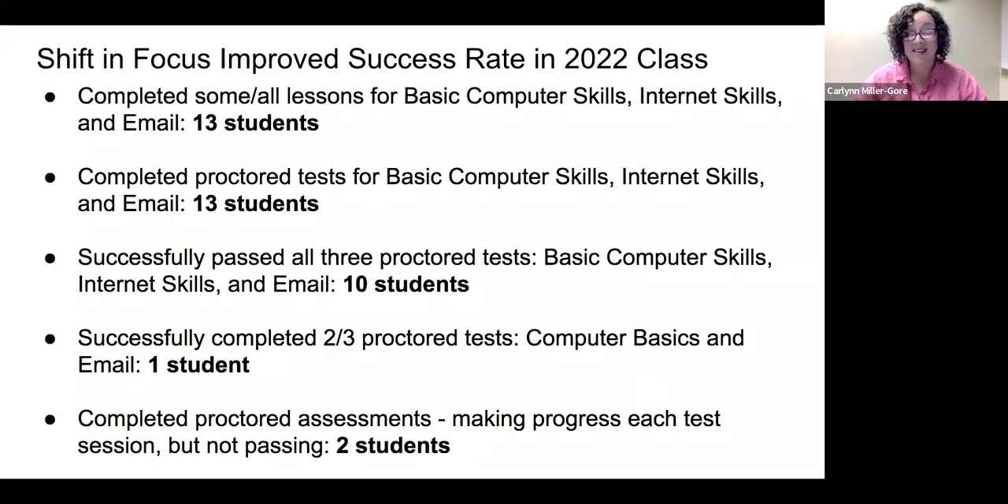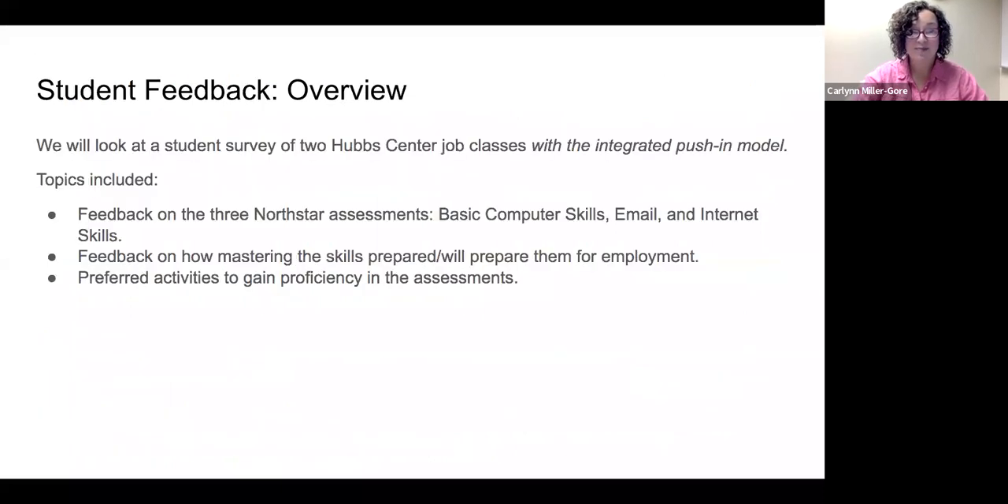Once adding that new model, working with Danny, 13 students completed some or all lessons. 13 students completed proctored tests for all 3 of the assessments we worked on. 10 of them passed all 3 in proctored assessments and earned certificates they could then add to their resume. 1 student passed 2 out of 3, and 2 students completed proctored assessments, didn't pass, but made progress each time. So, pretty dramatic results with those 2 approaches.